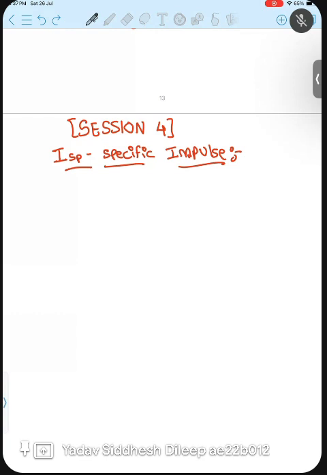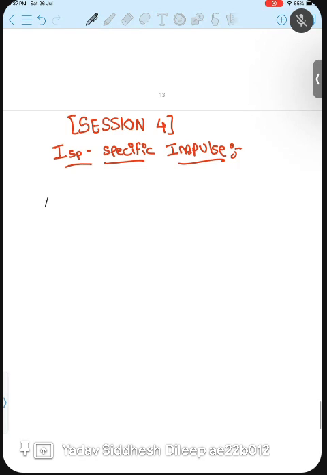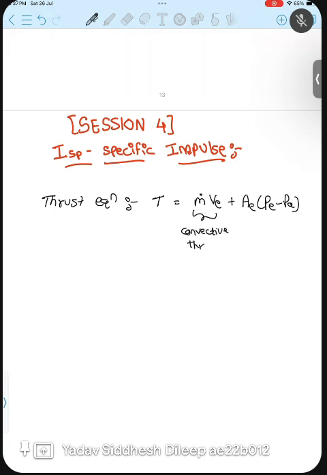Clear was clearer. Okay, so let's start with today's session, deriving ISP, or the specific impulse. We'll start with the thrust equation of the rocket, which is thrust equals m dot times exit velocity plus exit area times (P minus PA). This was done in the last lecture, and before that. This part is known as convective thrust, and this part is known as pressure thrust.